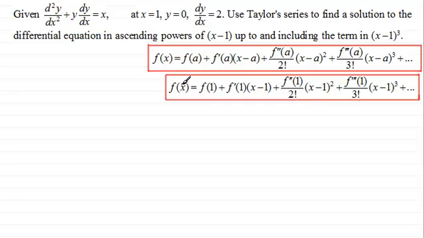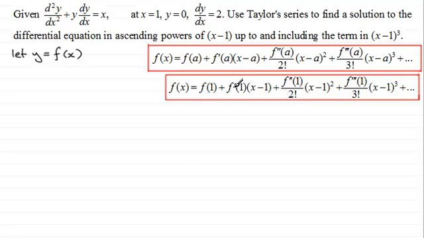So if I was to let y equal f of x, then providing we can work out all these values, we'll be able to get a solution to our differential equation. So that's essentially where we start with this. Just say let y equal f of x. Now we're going to need to get these values here, f of 1, f dash of 1, the first differential of f of x when x equals 1, and so on.